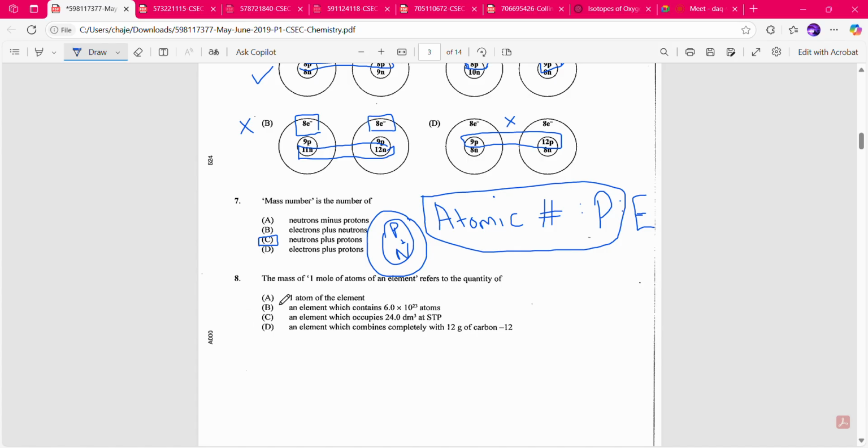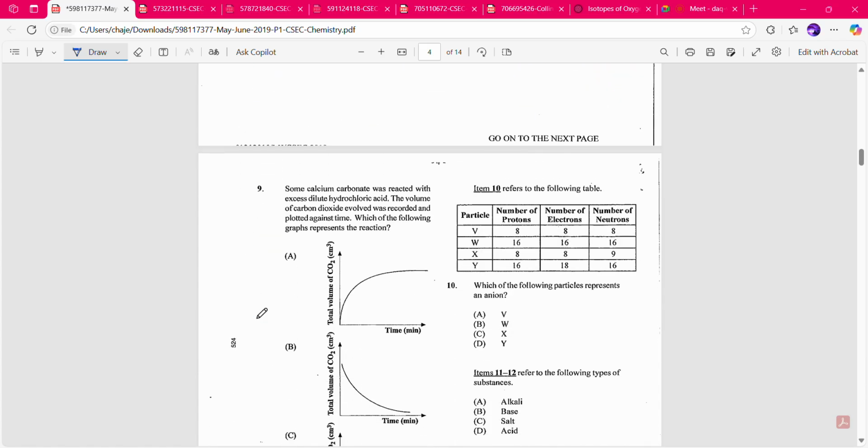Number 8, the mass of 1 mole of atoms of an element refers to B. Yes, Avogadro's number. Remember that 1 mole is always equal to Avogadro's number, which is 6.0 times 10 to the 23rd atoms, or number of particles. Yes, that's correct.